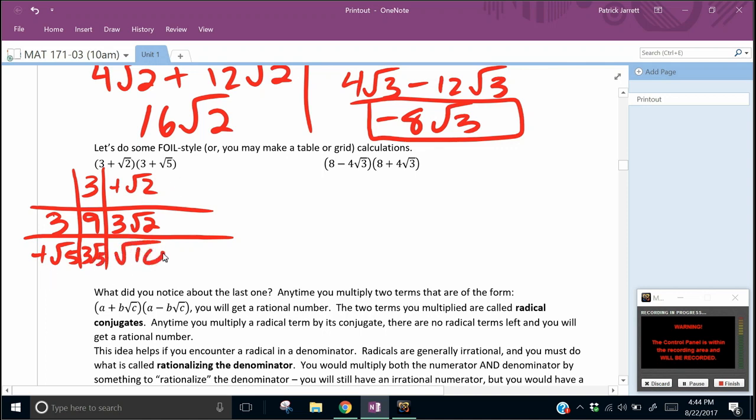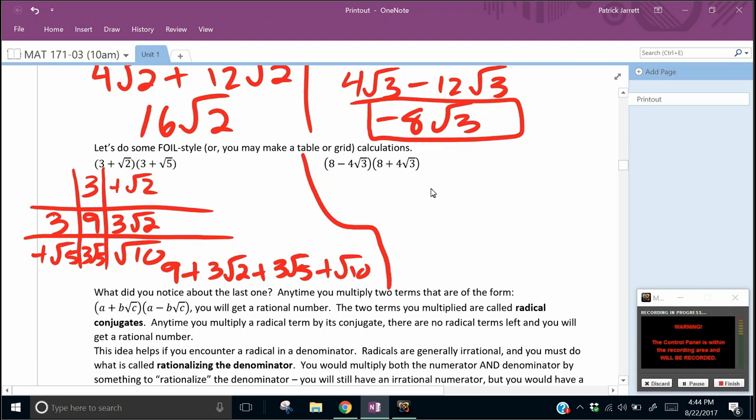Now, this one's going to be a little ugly here, folks. It's going to equal 9 plus 3 root 2 plus 3 root 5 plus the square root of 10. And unfortunately, that cannot be simplified any further. So that's what we're going to simply have to deal with.